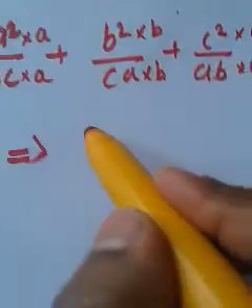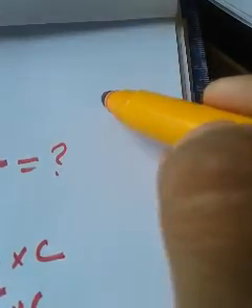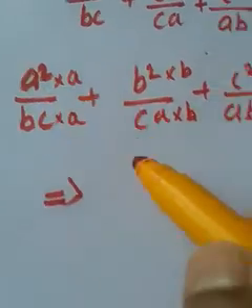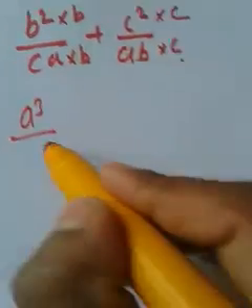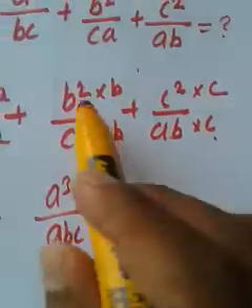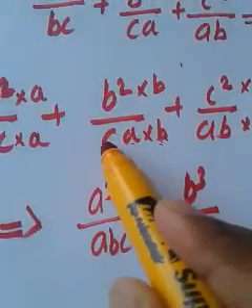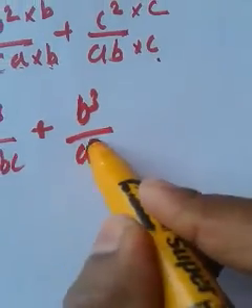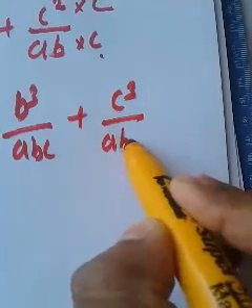What is a square into a? You know that for any fraction you can multiply the numerator and denominator with the same number, no problem in that. So a square into a is a cube, divided by what is bc into a? abc. Clear? Then plus what is b square into b? b cube, divided by what is ba into c? bac or abc. Plus similarly it becomes c cube divided by abc.